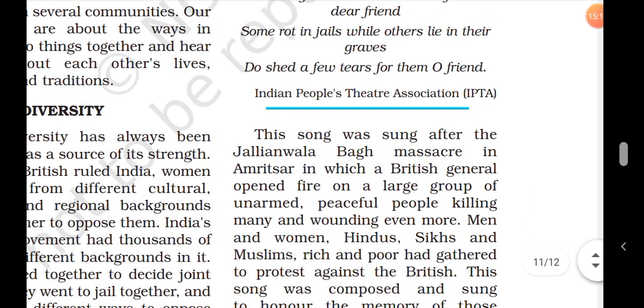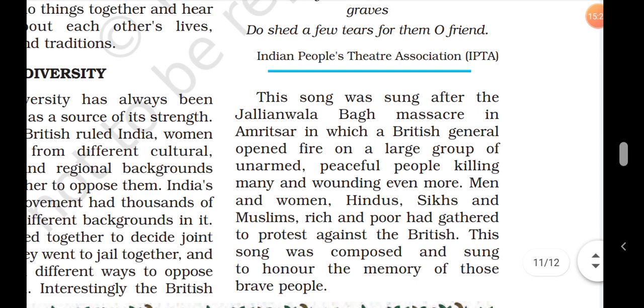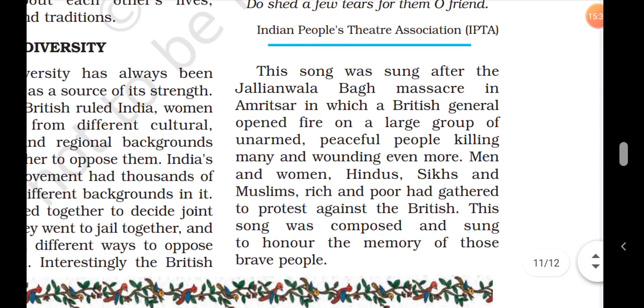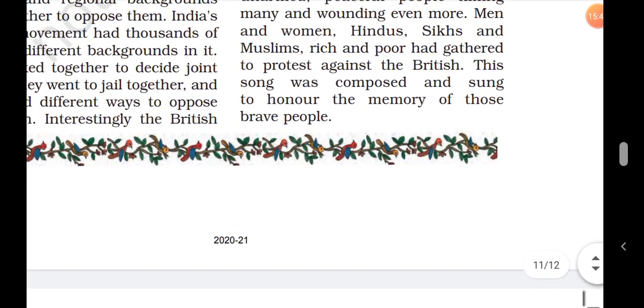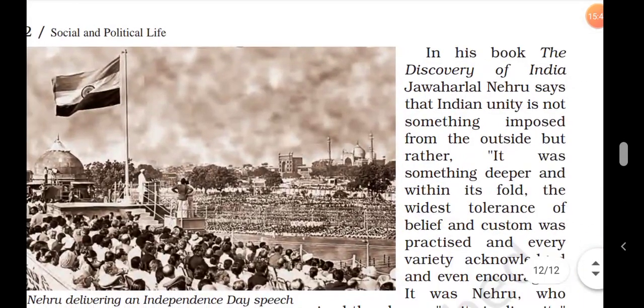This song was sung after the Jallianwala Bagh massacre. जब जलियांवाला बाग का जो हत्याकांड हुआ था अमृतसर में, in which a British General Dyer opened fire on a large group of unarmed peaceful people, killing many and wounding even more. Men and women, Hindus, Sikhs and Muslims, rich and poor, had gathered to protest against the British, and this song was composed and sung in honor of the memory of those brave people.